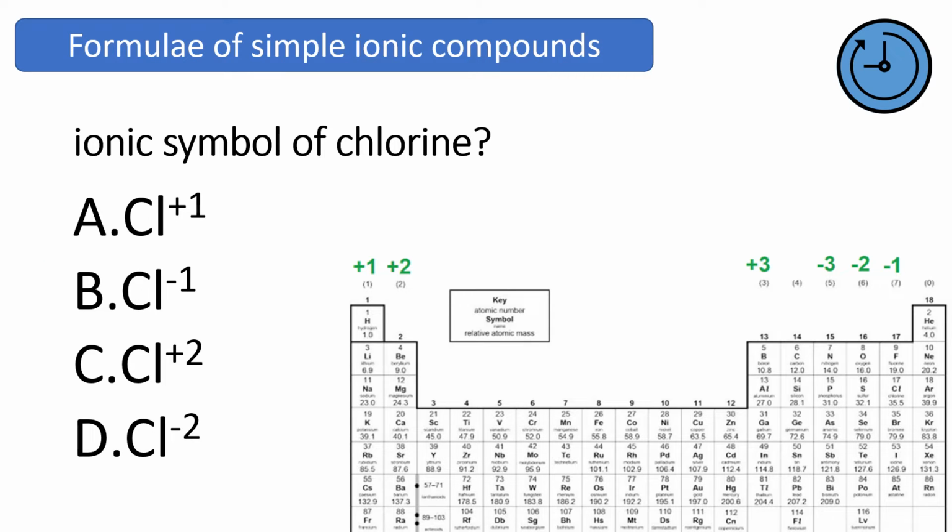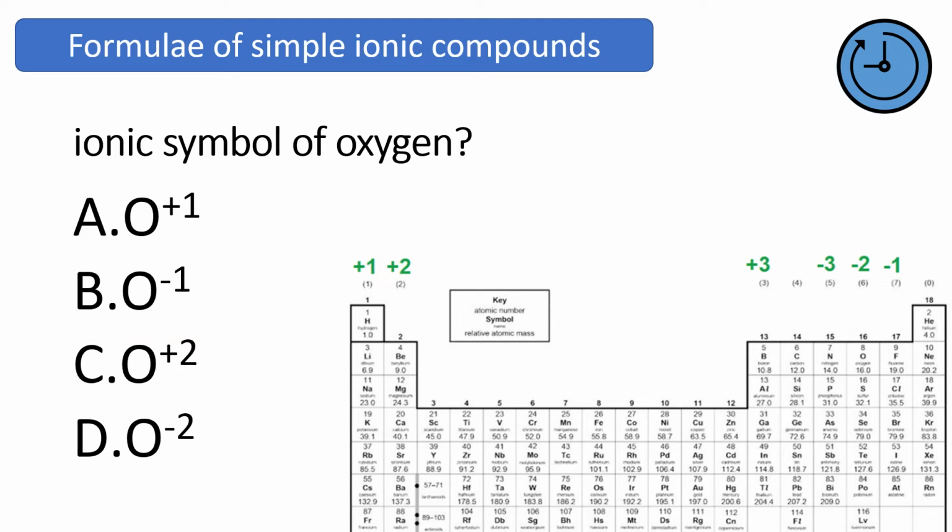Okay, pause the video. What's the ionic symbol of chlorine? Chlorine is going to be -1. It's in group 7. What's the ionic symbol for oxygen? Oxygen is going to be -2. It's the top of group 6. Group 6 are always -2.